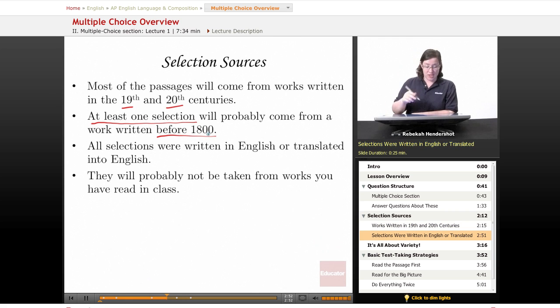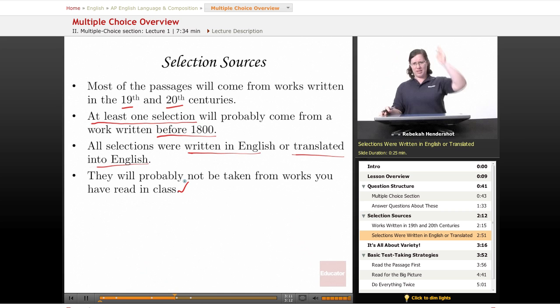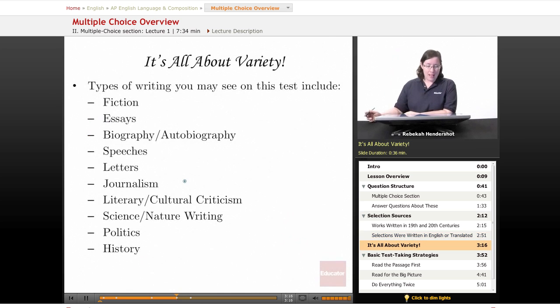All the selections on the test were either written in English or translated into English. Gee, that's helpful. Now they have everything written in English or translated into it in the last 500 years. Oh, joy! And these selections will probably not be taken from works that you have read in class. So you probably won't recognize them right off the bat and go, oh, that's from this, unless you're regularly in the habit of reading 16th century literature. Now, that's actually a pretty wide field.